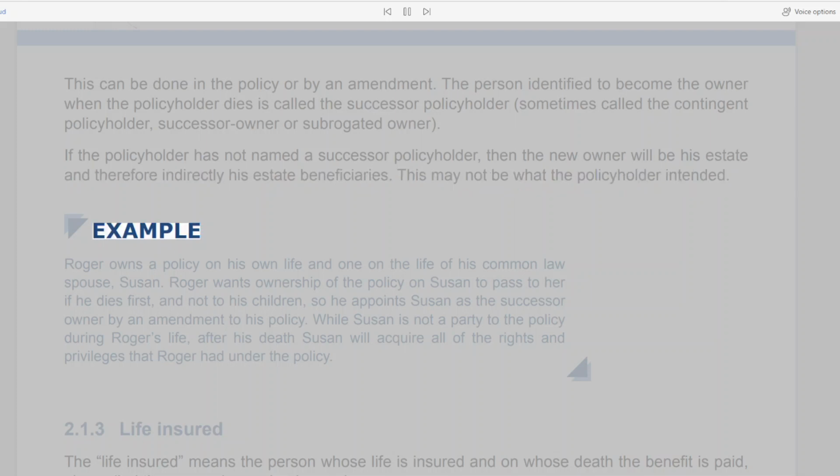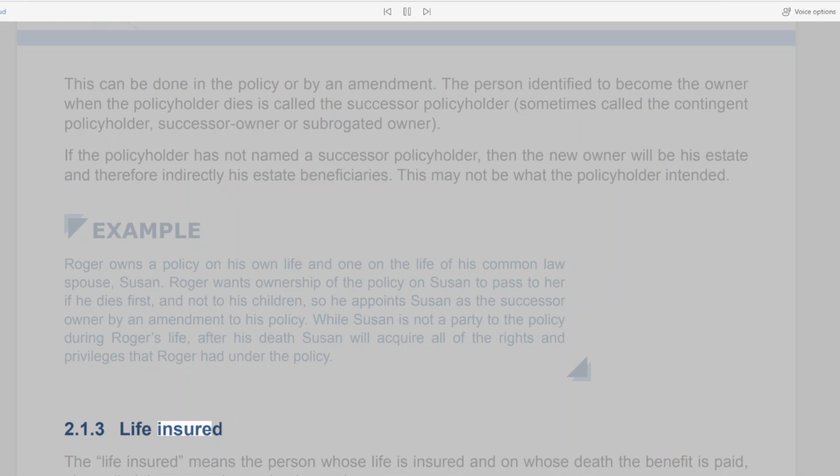Example: Roger owns a policy on his own life and one on the life of his common-law spouse, Susan. Roger wants ownership of the policy on Susan to pass to her if he dies first, and not to his children, so he appoints Susan as the successor owner by an amendment to his policy. While Susan is not a party to the policy during Roger's life, after his death Susan will acquire all of the rights and privileges that Roger had under the policy.